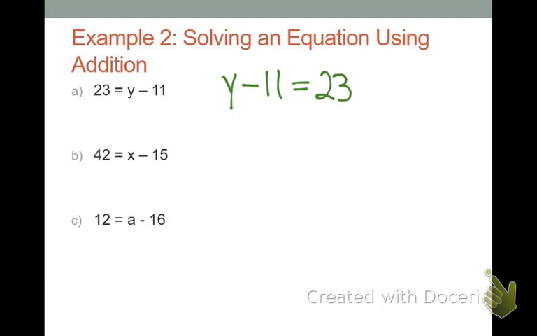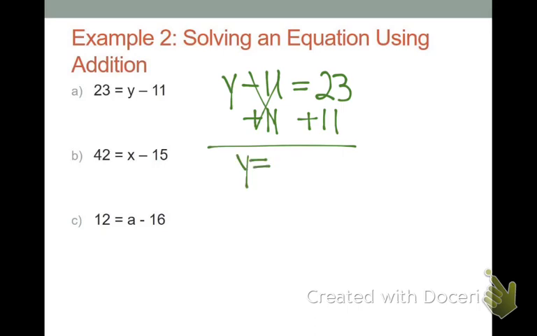All right, now, negative 11. Well, if we follow the same practice that we did in the last example and subtracted, would negative 11 minus 11 cancel it out? No, it would be negative 22. So I can't subtract. I have to do the inverse operation. I have to add 11. And when I do that, the 11s cancel, and I now have y by itself.